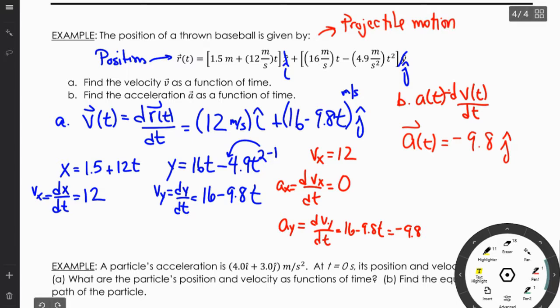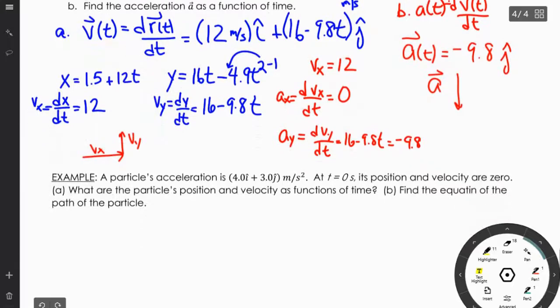Okay. So what happens is this remains constant, right? This is my vx, and then my vy is based on if it's going up or down, and at what time. Here on the acceleration side, I only have one vector. It's pointed straight down. It has a magnitude of 9.8, or negative 9.8. Okay, so that's when you take derivatives.